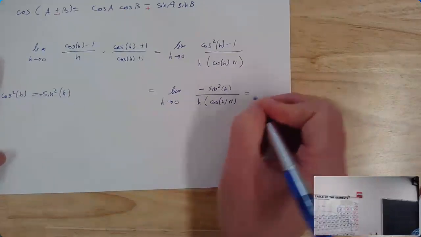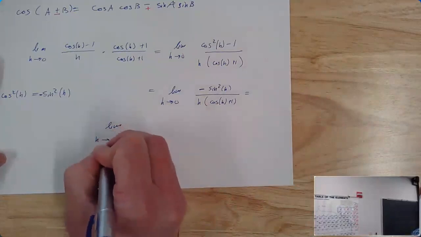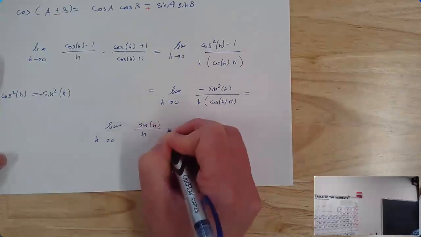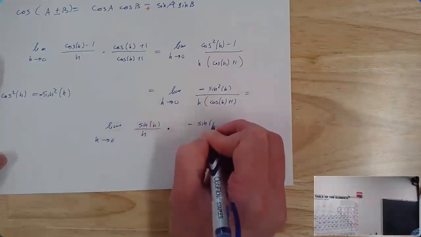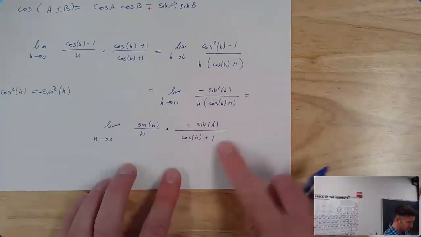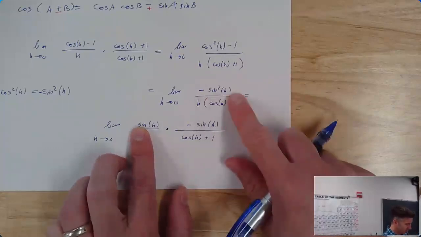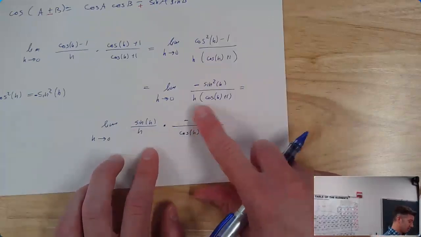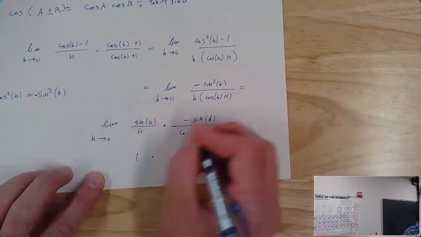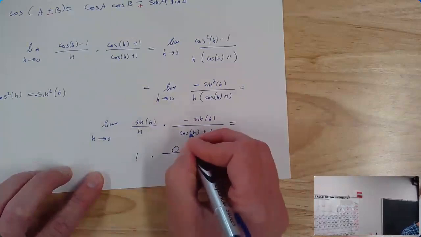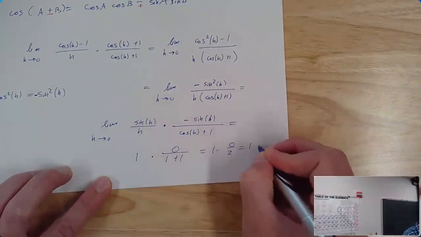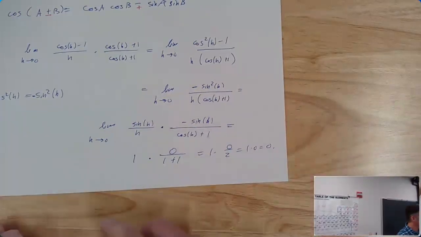And then we can break this up into the limit as h goes to 0 of sine of h over h times negative sine of h over cosine of h plus 1. That totally multiplies out to be this. Sine times negative sine is negative sine squared. h times cosine h plus 1 is h times cosine h plus 1. And then the limit of this part is 1. The limit of this part is negative sine of 0 over cosine of 0 plus 1, which is 1 times 0 over 2, which is 1 times 0, which is 0. So it is indeed 0, like we said it was.